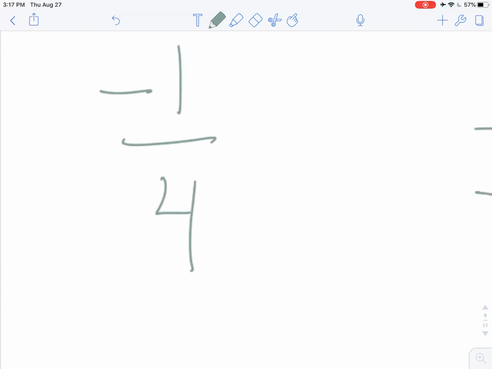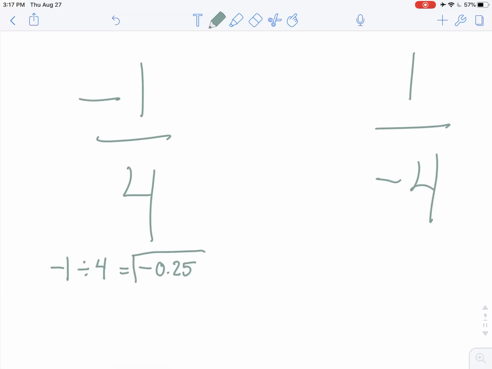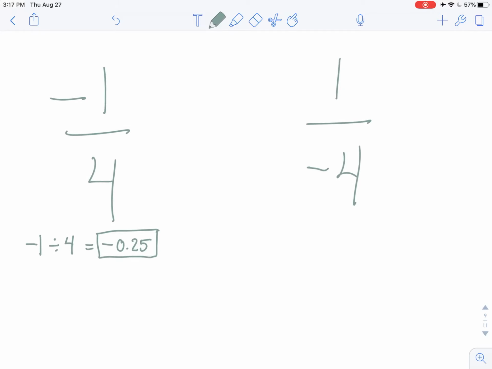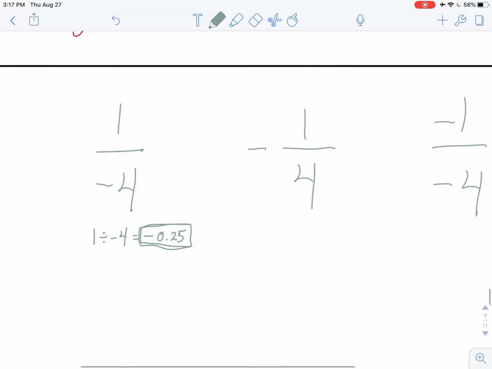So let's look at these individually. We have negative 1 over 4. This means negative 1 divided by 4. A negative divided by a positive is a negative, and 1 divided by 4 is 0.25. So negative 1 over 4 is the same as negative 0.25. Here I have 1 divided by a negative 4. Positive divided by a negative is also a negative, and 1 divided by 4 is 0.25. So whether that negative sign is in the numerator or in the denominator, we still get the same answer.